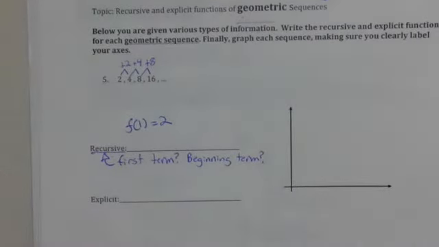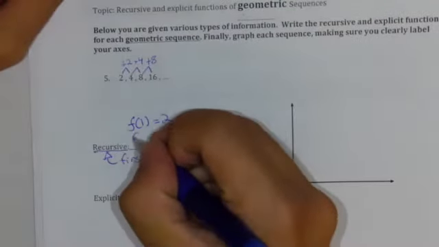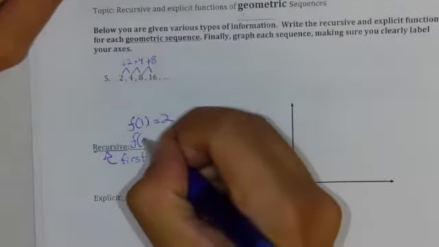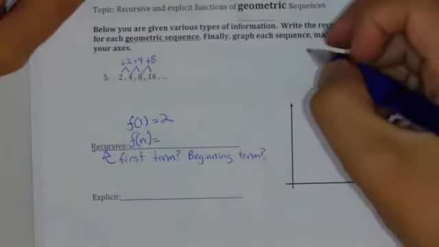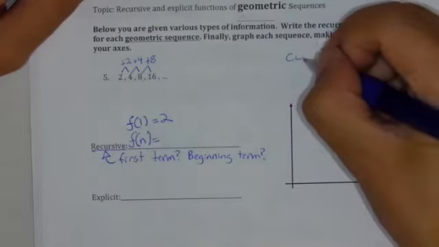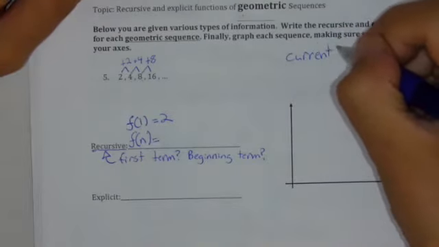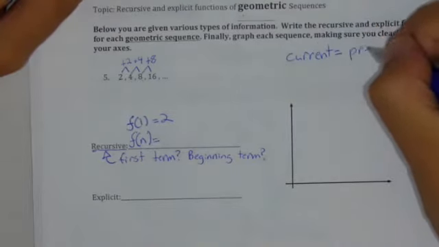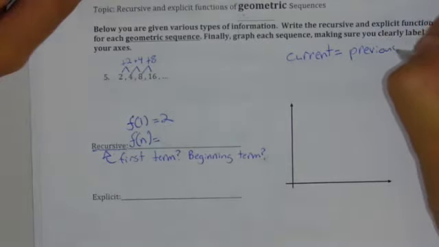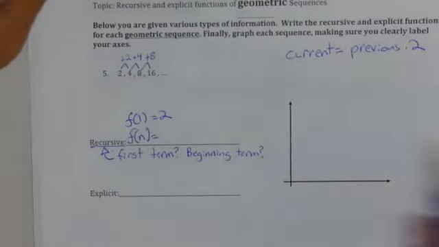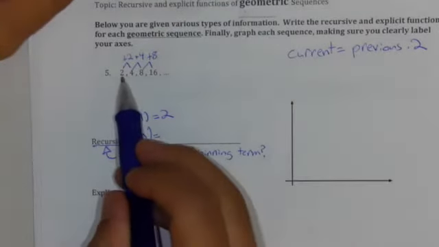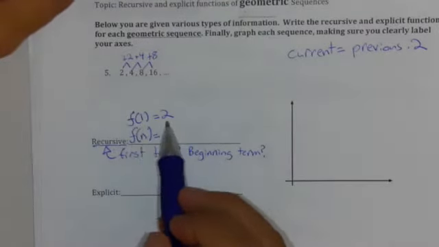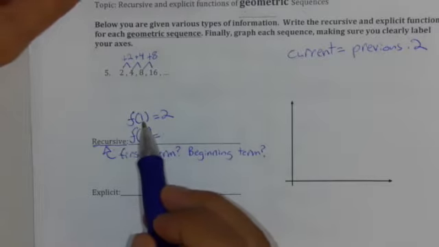Hopefully you're saying that it's the previous number multiplied by 2. So recall that we are creating our function f of n, and in words, it might be nice to piece this out. So we're saying that our current is equal to the previous times 2. Hopefully you see that change. So our first term was definitely 2. So we can say f(1) = 2, because we're talking about our first term.